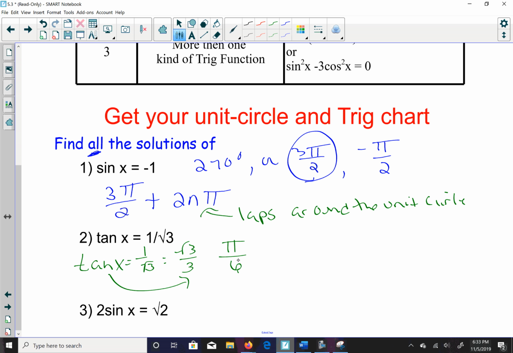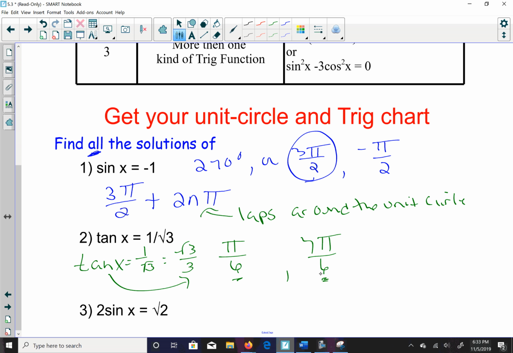But there are two places on the unit circle where the tangent is equal to a positive number. One is in the first quadrant, and that's this one here. And the other one's in the third quadrant, and that would be 7 pi over 6. So that would be one lap around the unit circle, 7 pi over 6 and pi over 6.